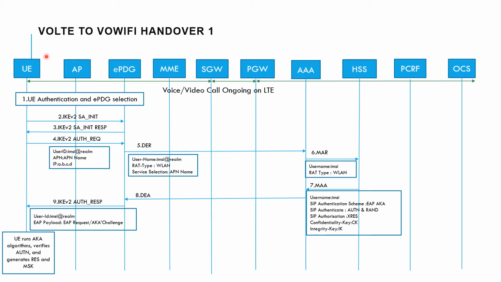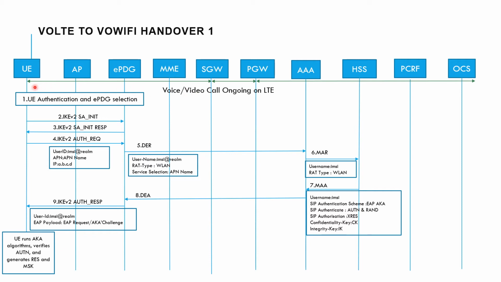So the next call flow in this session is the VoLTE to WiFi handover call flow. I have already discussed the two call flows, which are the WiFi attach and then the WiFi call setup. So now the next call flow is the VoLTE to WiFi handover. VoLTE to WiFi handover means that the call is initially in VoLTE and now we have to transfer that call to the WiFi. So for that particular purpose, we have to do a handover.